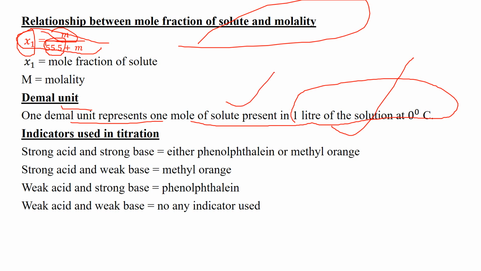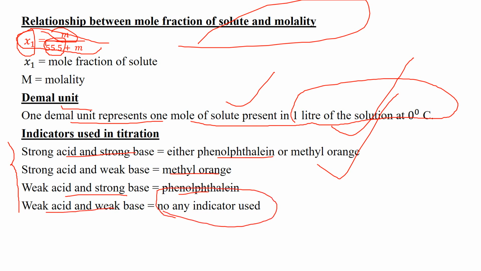An indicator used in titrations, I have already discussed this. In case of strong acid and strong base, either phenolphthalein or methyl orange is used. In case of strong acid and weak base, methyl orange is used. In case of weak acid and strong base, phenolphthalein is used. And in case of weak acid and weak base, no indicators are available. In some cases, phenol red is also used.